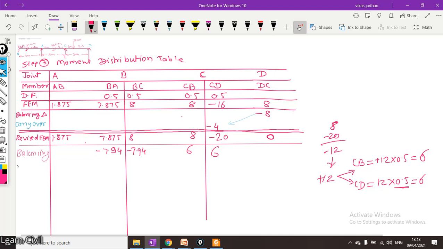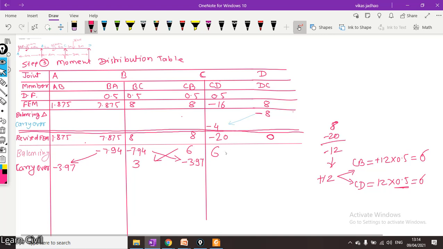So this is balancing. Next step is carryover. Now for carryover, what we will be doing? We will be carrying over half of this moment from joint B to A. Half means minus 3.97. Half of this moment will be transferred to CB, this will be minus 3.97. Half of this moment will be transferred to BC, so this will be 3.